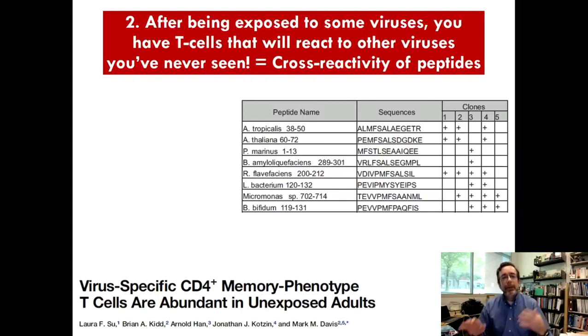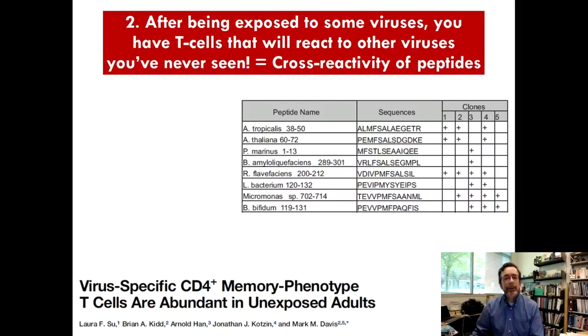Mark Davis found out there were many cases like this, and it can be traced down to which residues are pointing up and which residues are pointing down. As long as the residues pointing up are similar, you can have the same TCR being activated by two very different diseases if they present similar peptides.